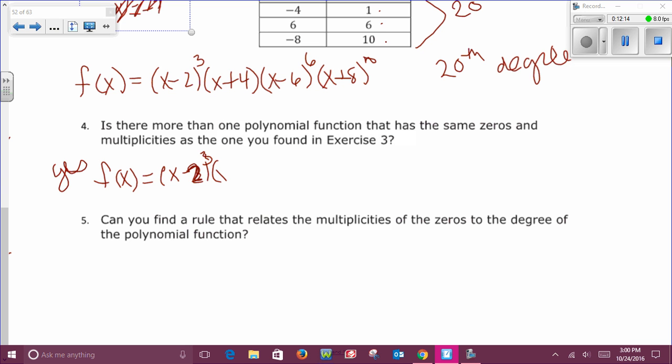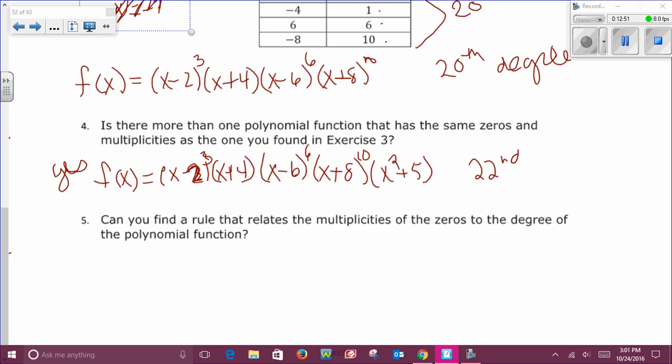If you remember that problem we had in the beginning that was not factorable, that x squared plus 1 was not factorable, I can multiply by a factor that is not factorable, and I have not changed the roots, how many roots I have. The only thing that changes is the degree. Because I multiplied by an x squared, I have to add 2 more. So I have a 22nd degree.